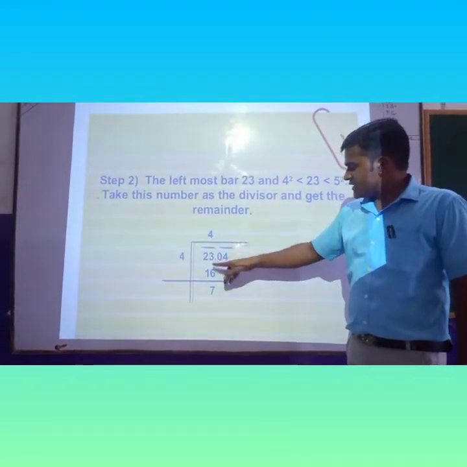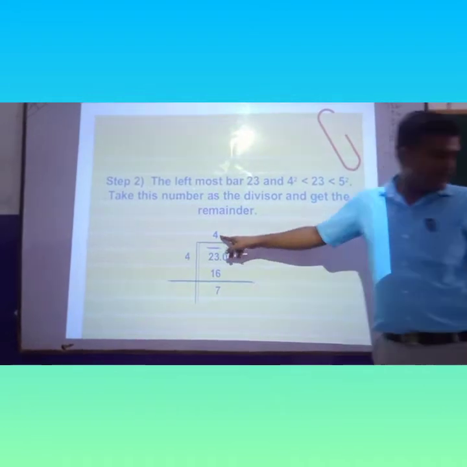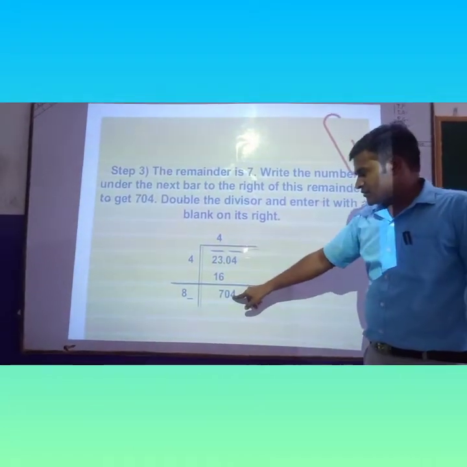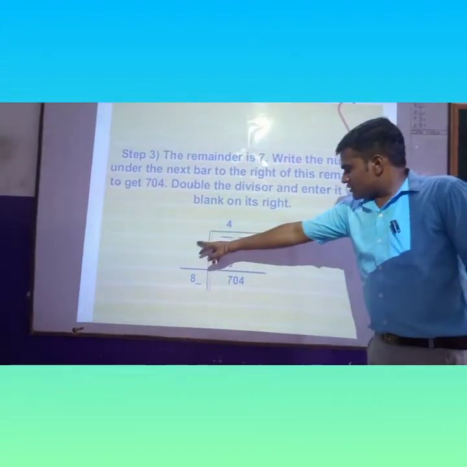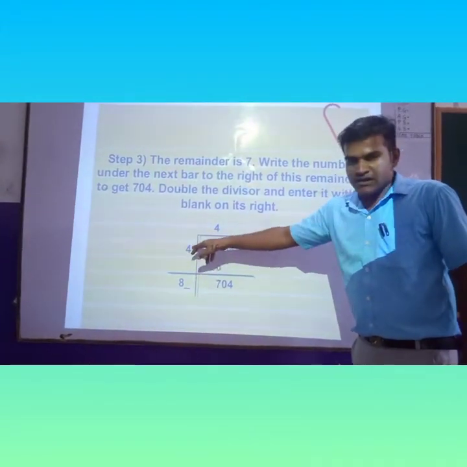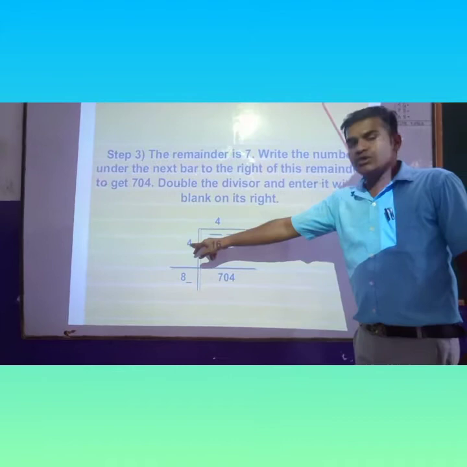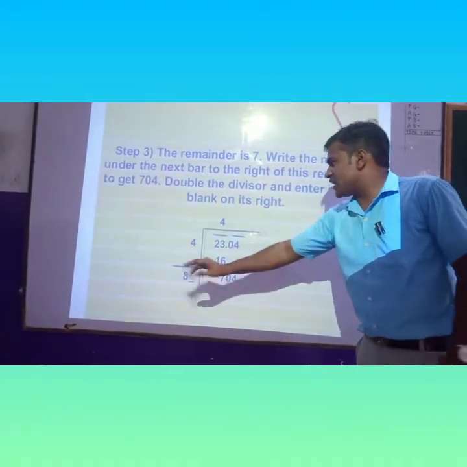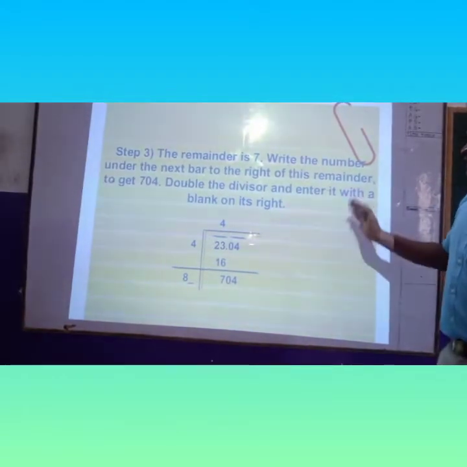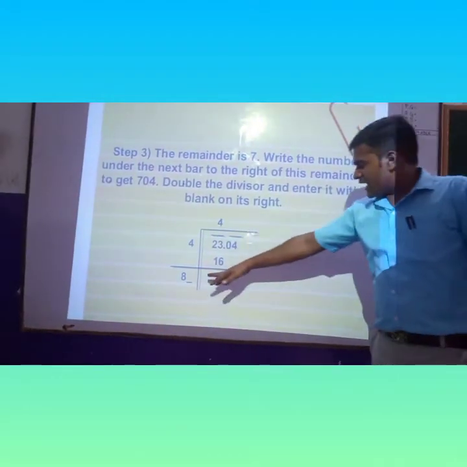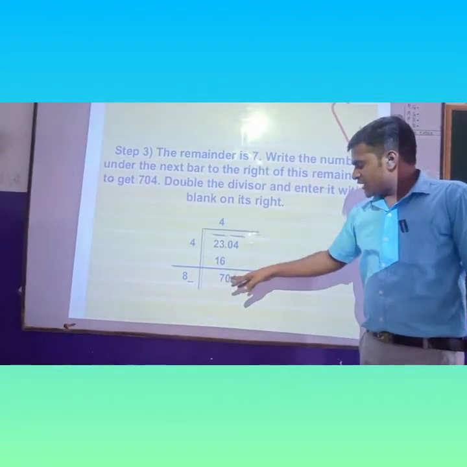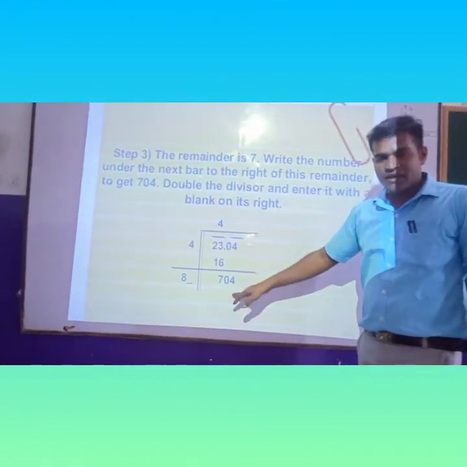Now the decimal point is there. So place the decimal point here and bring down 04 from the side. Now double the divisor. So 4 twos are 8. There is 8, we write it there. Now enter a digit in the blank on its right, by which we have to multiply, to get 704 or less than 704.